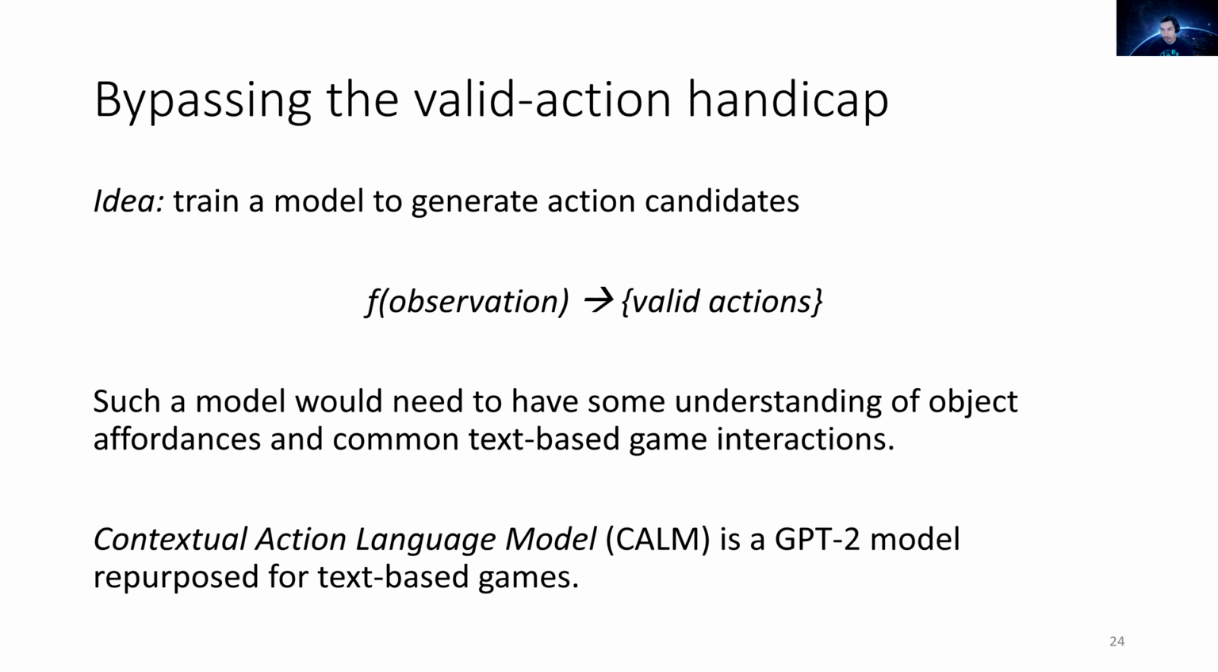So we referred to this model as the Contextual Action Language Model, or CALM, and it's based on the idea of trying to fine-tune a pre-trained GPT model for the domain of text-based games.